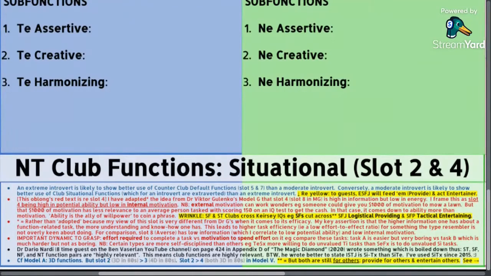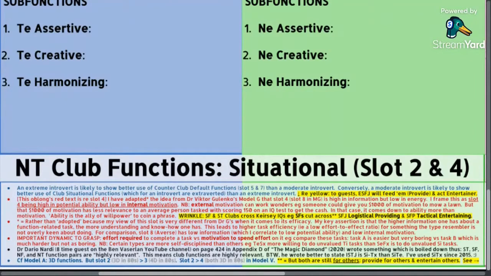I'm going to read through number four. That top bullet point I mentioned last time. I'm now going to concentrate on the stuff in red and the stuff in yellow. This oblong's red text is re slot four. I have adapted, rather than adopted, because my view of this slot is very different from Dr. G's when it comes to its efficacy, effectiveness.